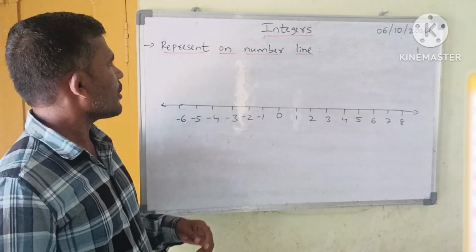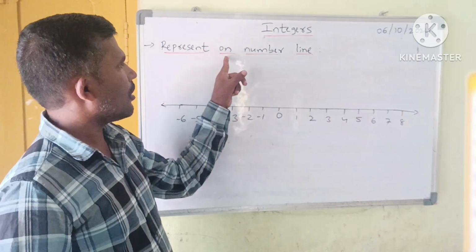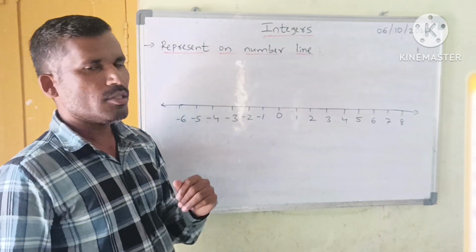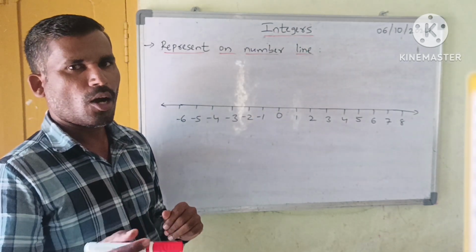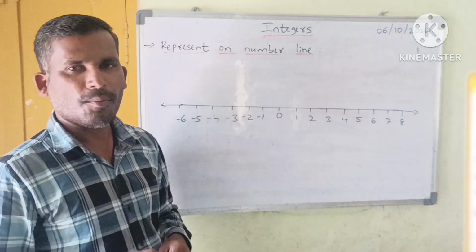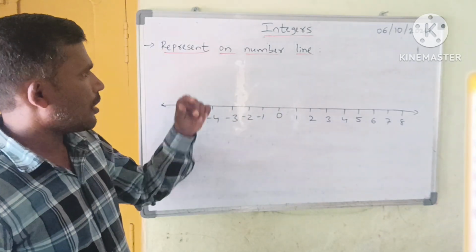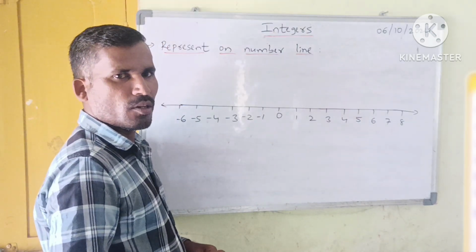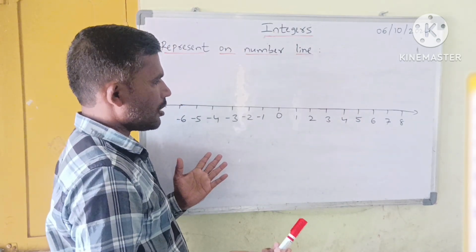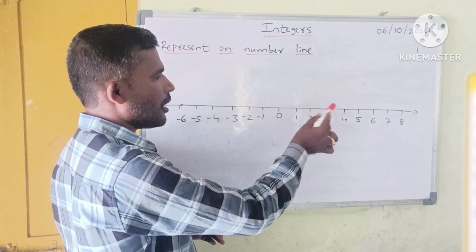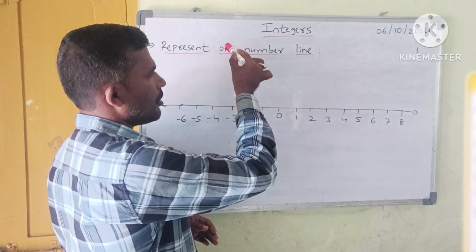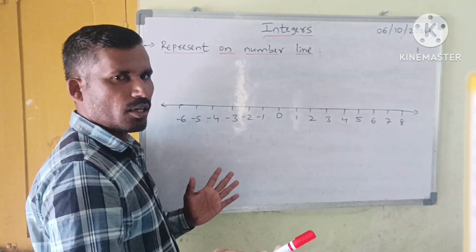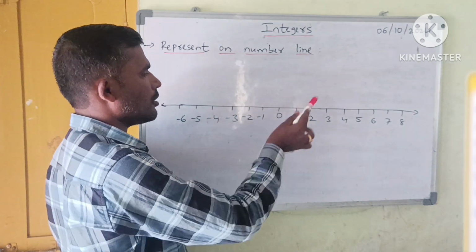The next topic is representation on the number line. We are talking about the integers only. How do we represent the integers, how do we mark them on the number line? To represent on the number line, first I am taking one line, a horizontal line. There is no restriction or condition to take only horizontal. If you are interested, you can take it vertically also. But generally everyone takes the horizontal line only.